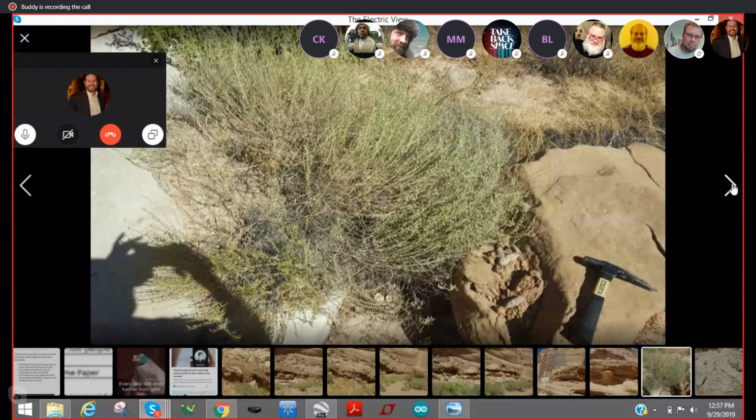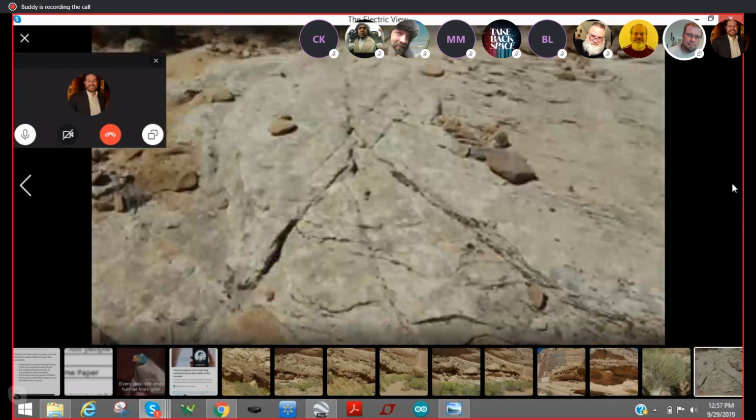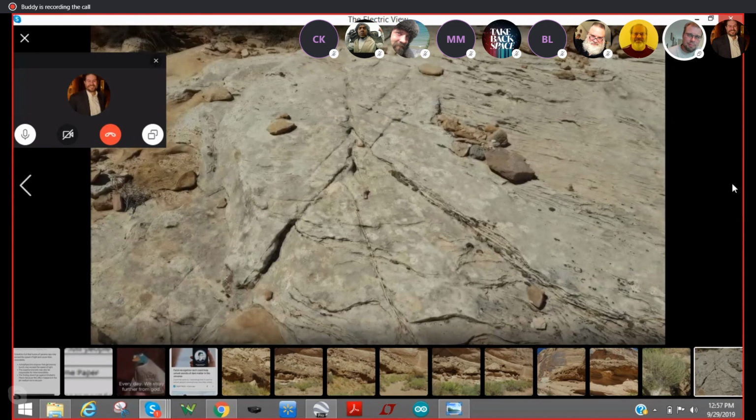I see you were out and found some bush. Yep, found some bush. I just had to put that in there.